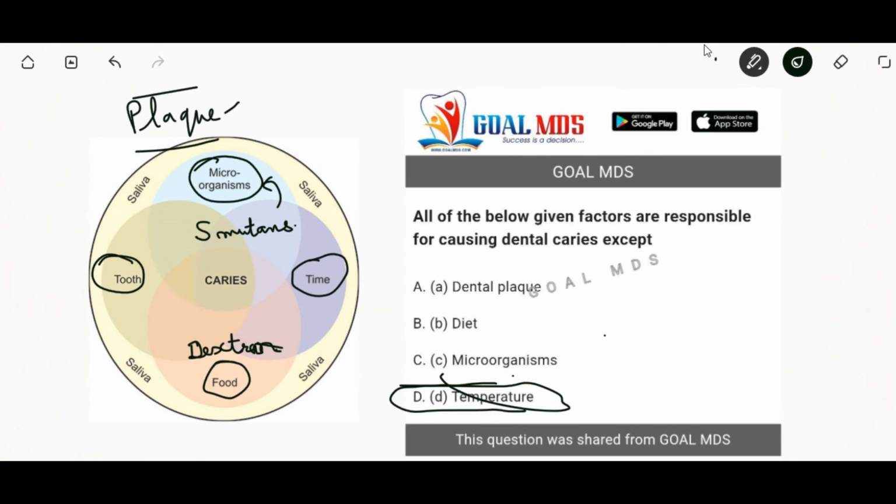So if the dental plaque is not removed properly, tooth decay would flourish. The four main factors associated with dental caries are the bacteria, time, susceptible tooth surface, and fermentable carbohydrates. So it's time and not the temperature. So the answer will be temperature.